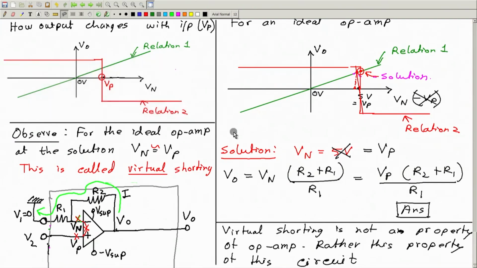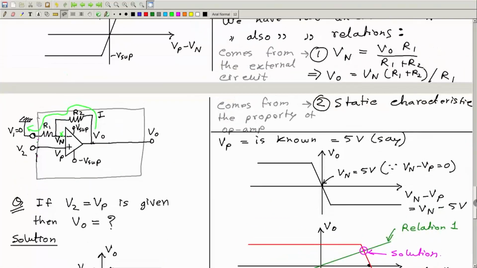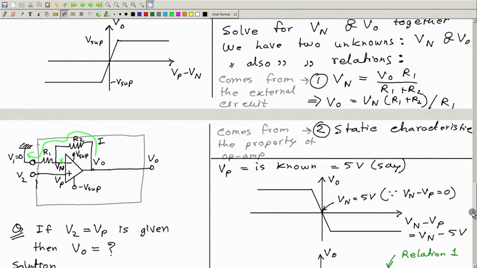Okay, so that's about the non-inverting amplifier. Next we shall see the inverting amplifier.